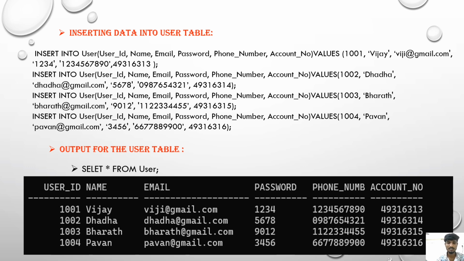The output of the user table is like this, four values: 1001, 1002, 1003, 1004, with names Vijay, Dada, Bharat, Pawan. Emails are also gmail.com: vijay@gmail.com, dada@gmail.com, bharat@gmail.com, pawan@gmail.com.